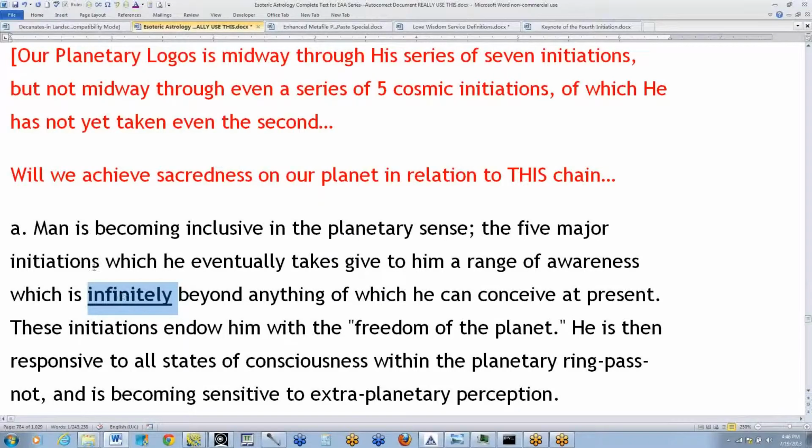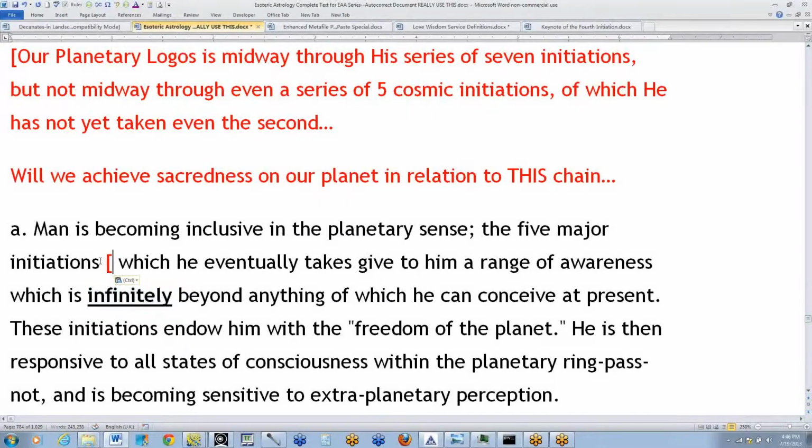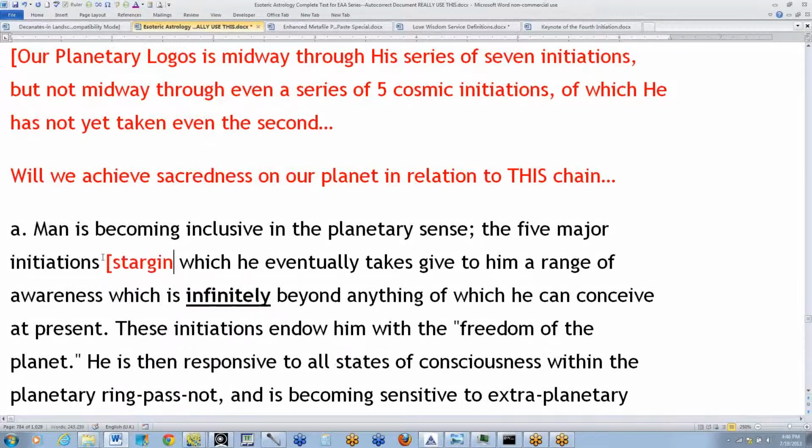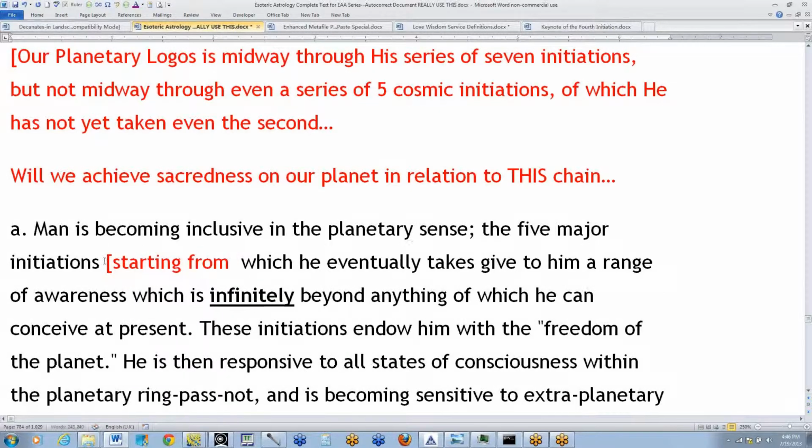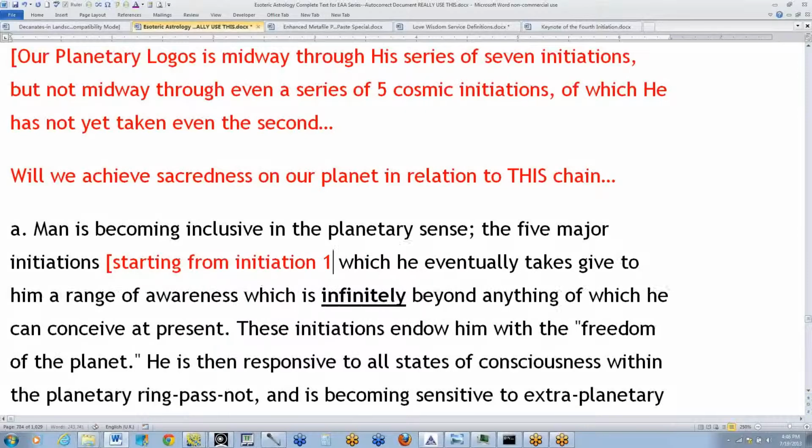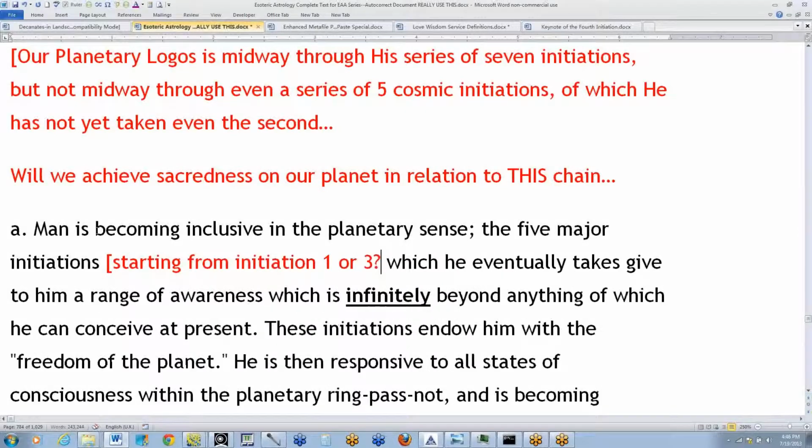And what do we mean by the 5 major initiations? Starting from initiation 1 or 3? Because sometimes when dealing with the major initiations, we're moving from 3 to 7, and sometimes we seem to be moving from 1 to 5.